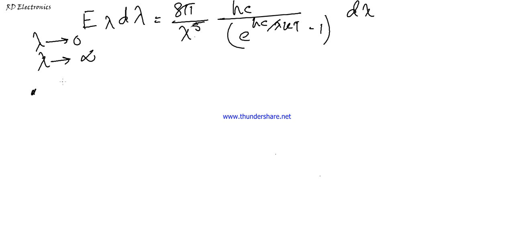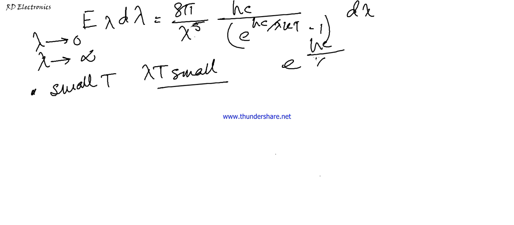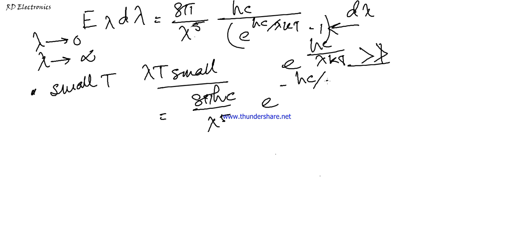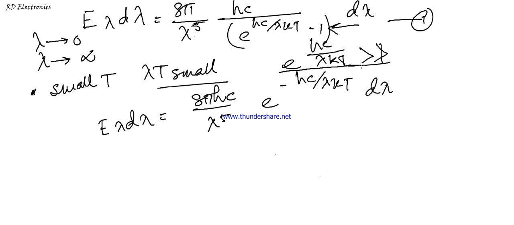First of all, the condition is for a very small temperature, where lambda T is very small. If lambda T is very small, then e to the power hc by lambda kT is very much greater than 1, so we neglect the 1 in this equation. The equation can then be expressed as hc by lambda to the power 5 into e to the power minus hc by lambda kT. This is the expression of Wien's formula, equation 1, which is very important.